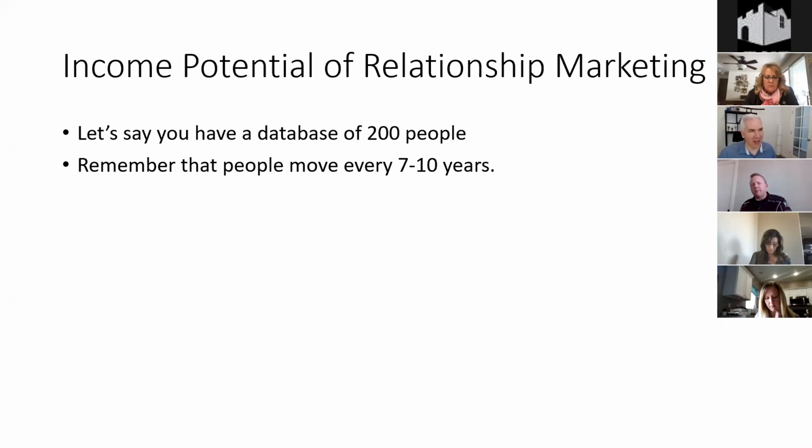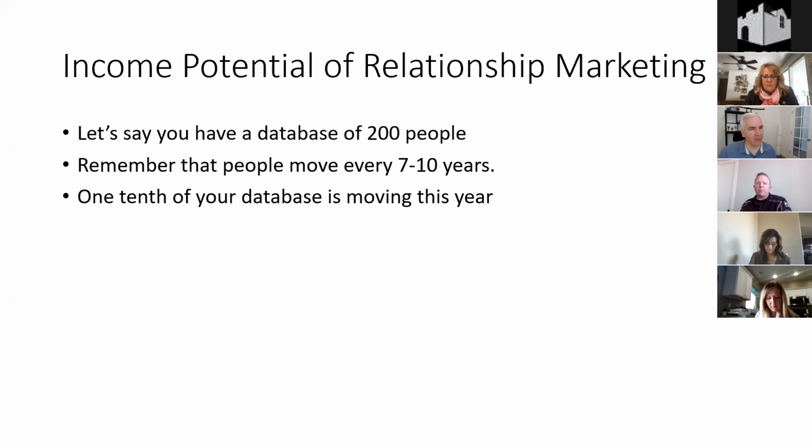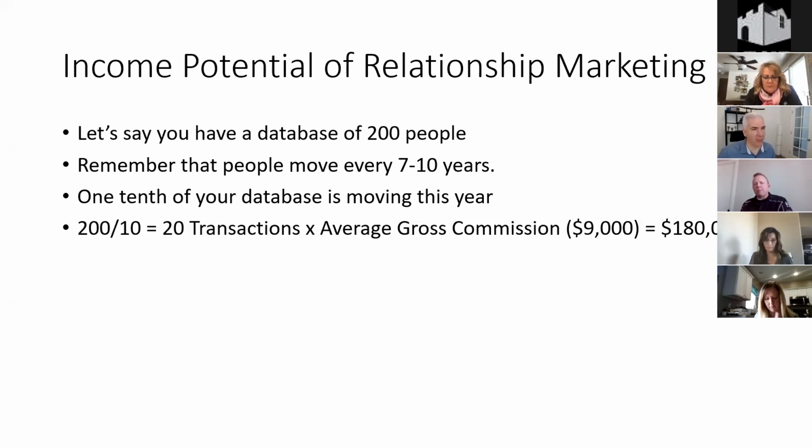So if that's the case, I'm just going to pick 10 because that's easier to do math with. But if people move on average every 10 years, what that literally means is 1/10 of everybody you know is going to be making a change in the next 12 months. That's literally what that number means. So if I know 200 people, if they're moving every 10 years, that means 1/10 of them are going to do something in the next 12 months. That means statistically, I'm sitting on 20 transactions.